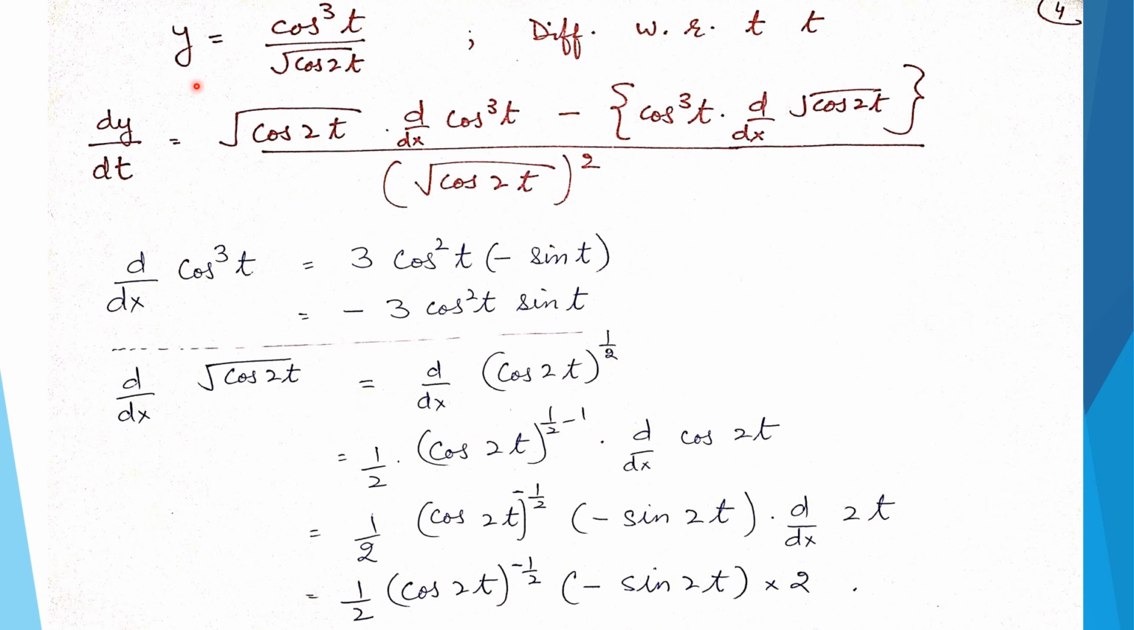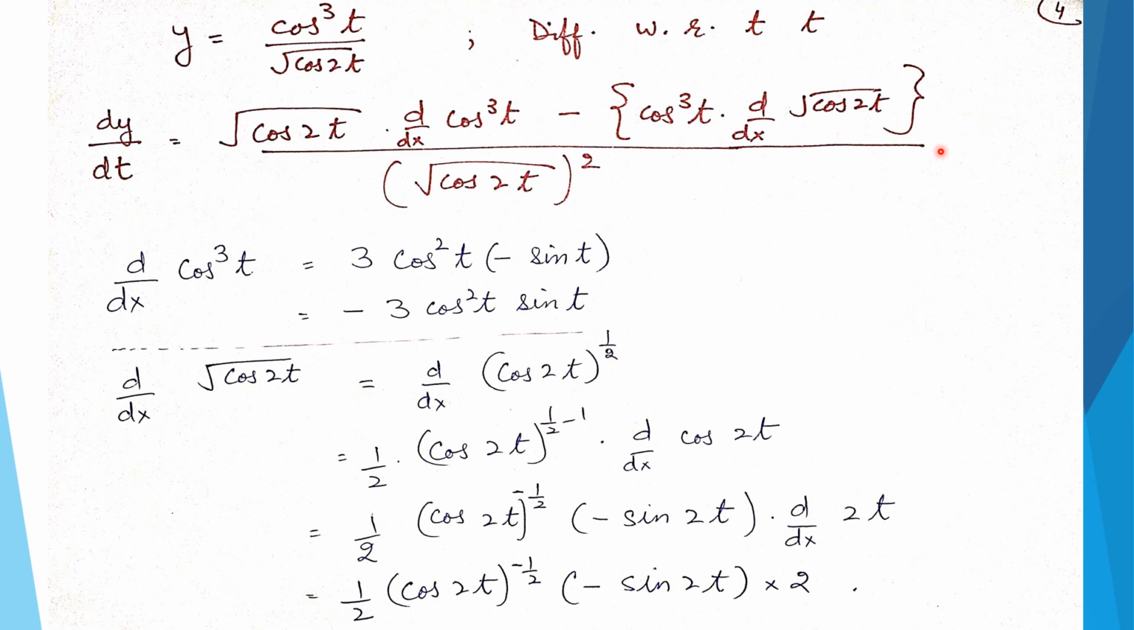What is given y to you? Y is cos cube t upon under root of cos 2t. Now you differentiate with respect to x. You will be using the u upon v formula, which states that dy by dt is equal to the denominator square, under root of cos 2t whole square. In the numerator, you will write the denominator as it is, under root of cos 2t, multiplied by the derivative of the numerator, which is d by dx cos cube t, minus, big bracket starts, the numerator as it is, cos cube t multiplied by the derivative of the denominator, which is under root of cos 2t.